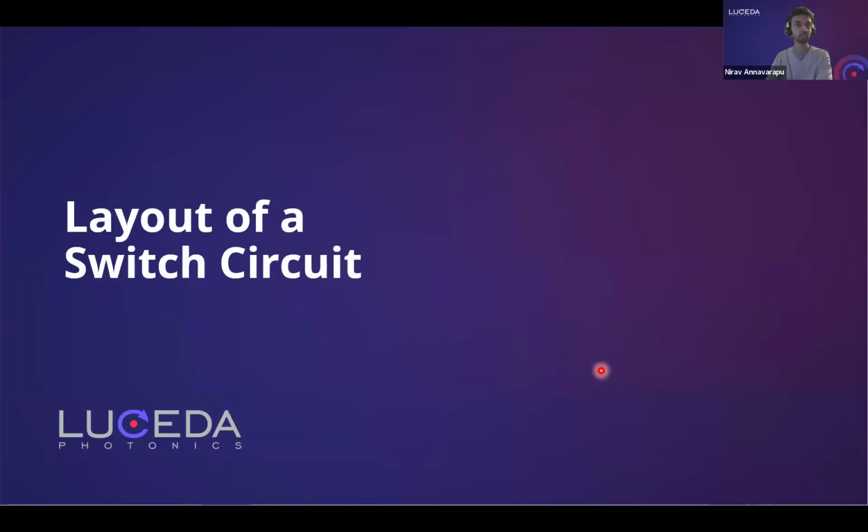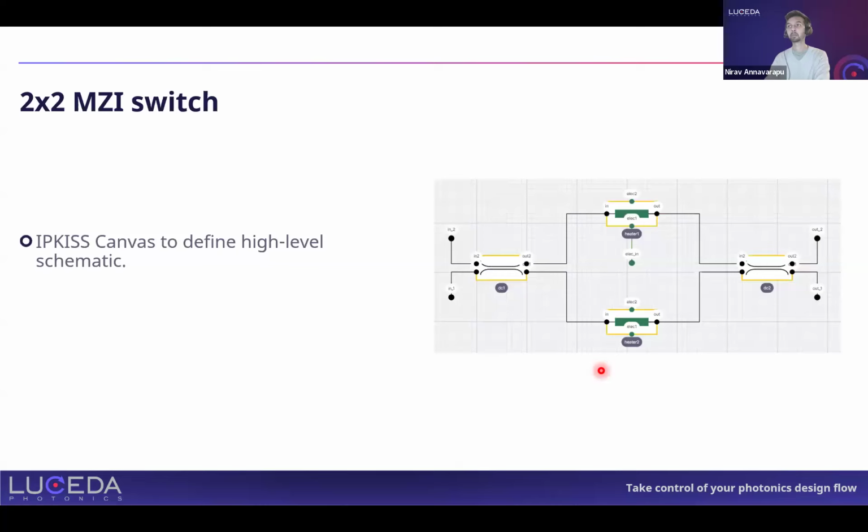Let's move to the first aspect, which is layout. There are two ways to approach circuit design. One is starting from a schematic of components which you'd like to place, and then write code around it. And the other is just to directly get started with writing Python code to draw your layout. We shall use the first approach.